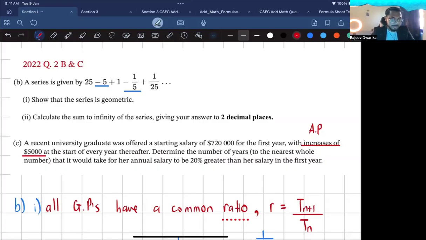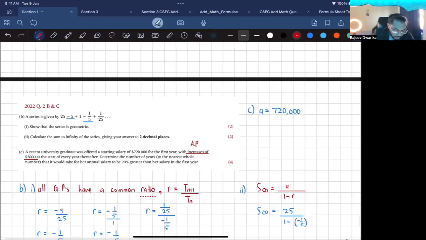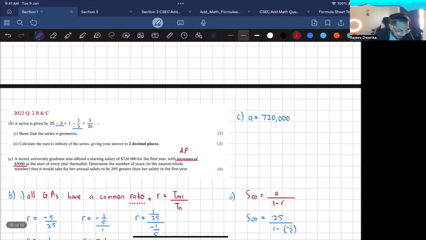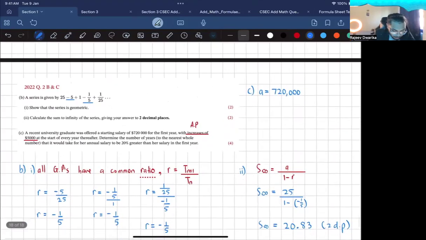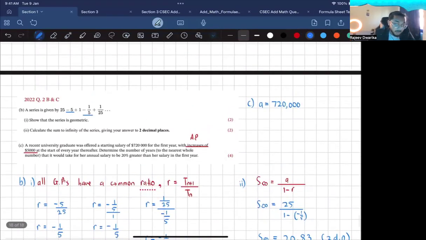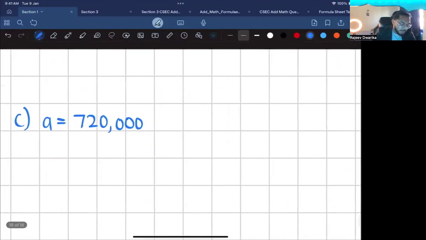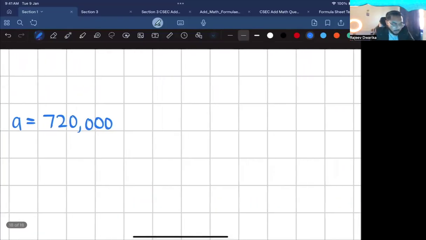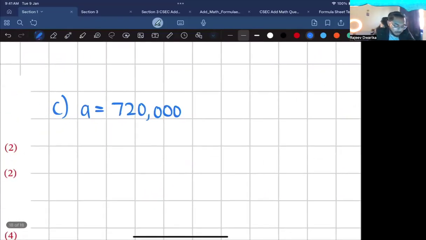So determine the number of years, to the nearest whole number, that it would take for her annual salary to be 20% greater than her salary in the first year. So Kira, what is the salary in the first year? 720,000. And they want us to figure out how long it would take for the salary to be 20% greater. So first of all, we need to figure out how much that new amount would be. So what would 20% greater than 720,000 be?